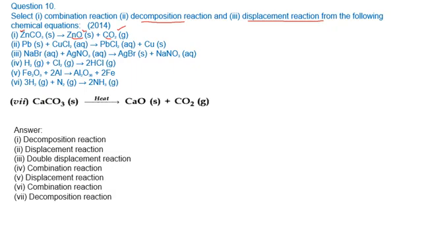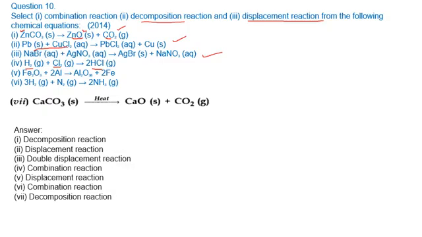Okay. Then let's see the displacement reaction. Pb plus CuCl2, copper chloride, gives PbCl2 plus copper. Yes, it is a single displacement reaction. Then NaBr and AgNO3 gives AgBr and NaNO3. So definitely it is a double displacement reaction. We can see here, hydrogen plus chlorine gases combine to give HCl, which is also a gas. So two reactants and one product gives me a combination reaction.